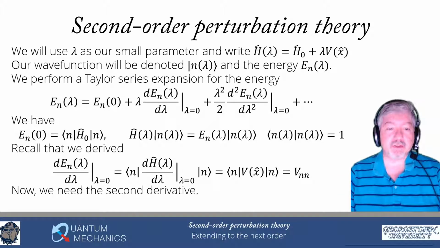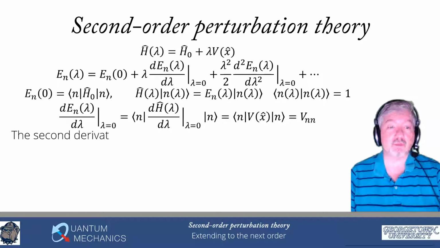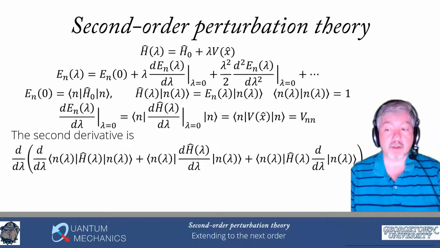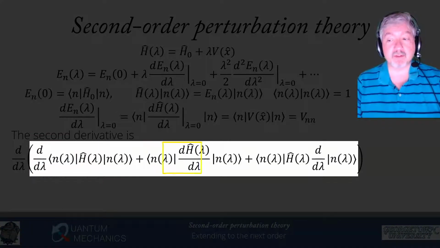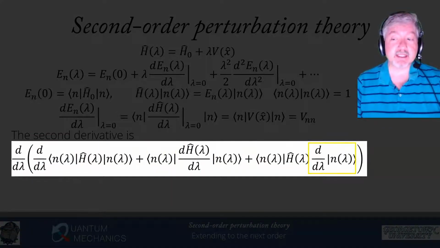Now, what we need to do is evaluate the second derivative. I first want to remind you what that first derivative was before we threw out the terms whose first derivative vanished when lambda went to 0. We actually had 3 terms: a derivative of the bra, a derivative of the Hamiltonian, and a derivative of the ket. When I take the second derivative, I now have to distribute a second derivative over all 3 of those terms, and it gets kind of complicated.